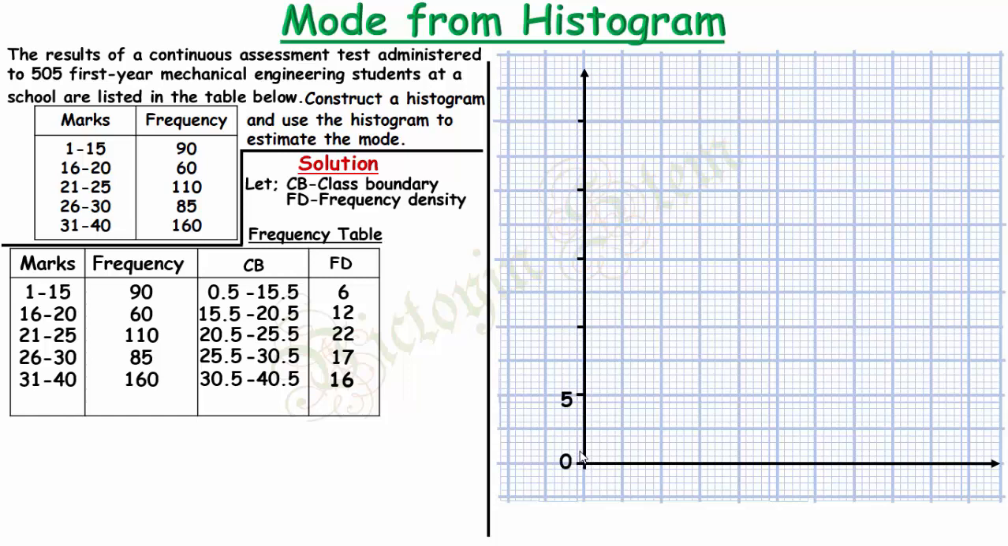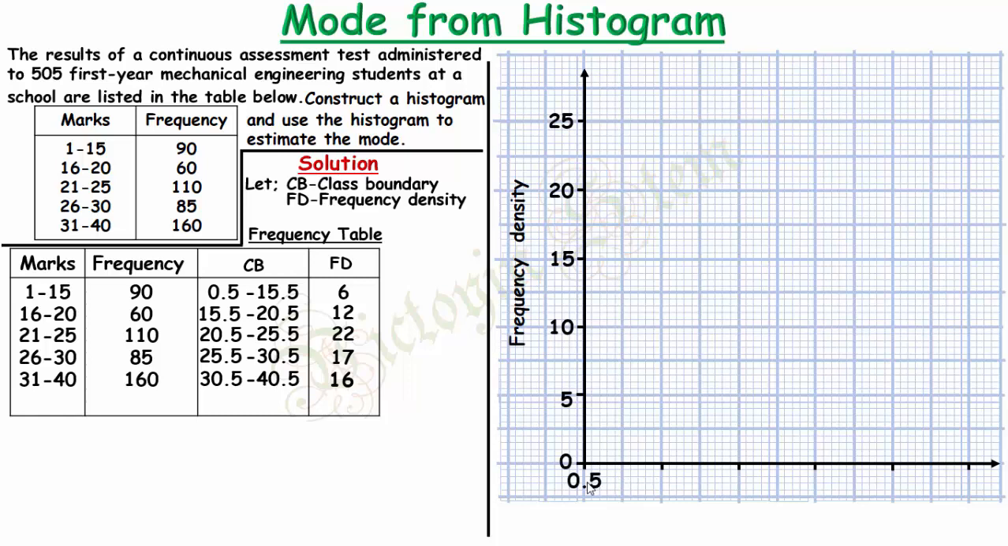So 0.5 times 2 is 1, times 3, 1.5, times 4 is 2, and then we can go on and on until we get to 5. So the next values will be 10, 15, 20, and 25. This axis is the frequency density axis, that's the vertical axis. The horizontal axis, I'm going to use 2 centimeters to represent 10 units.